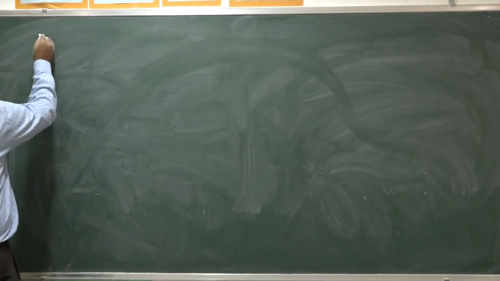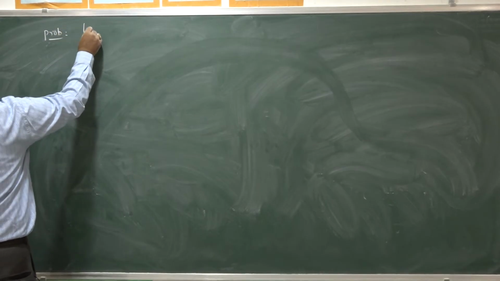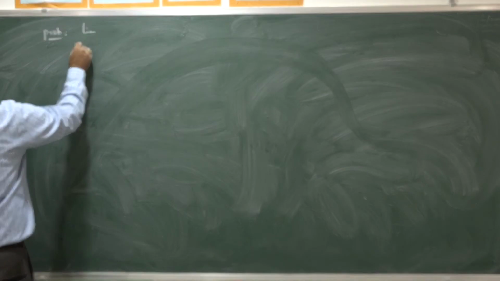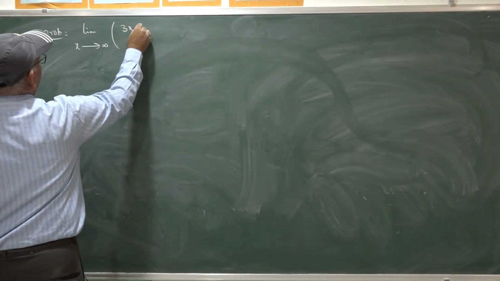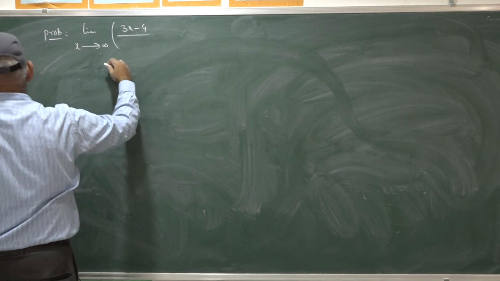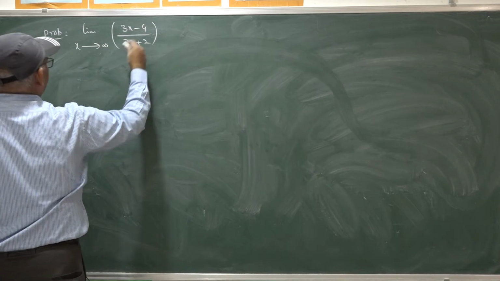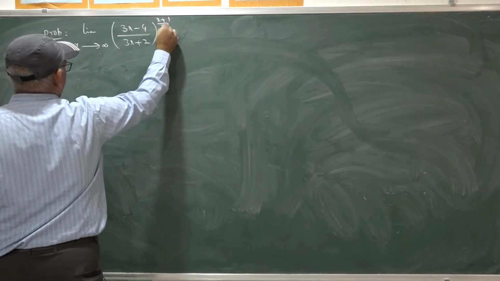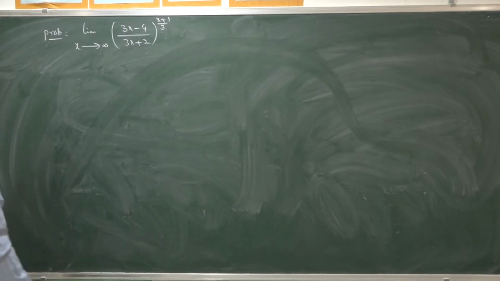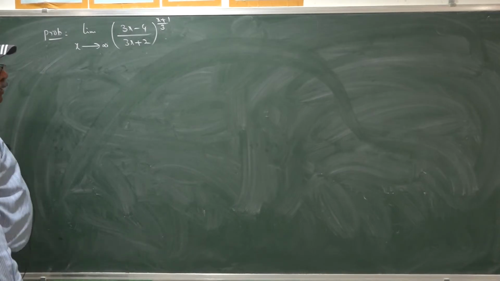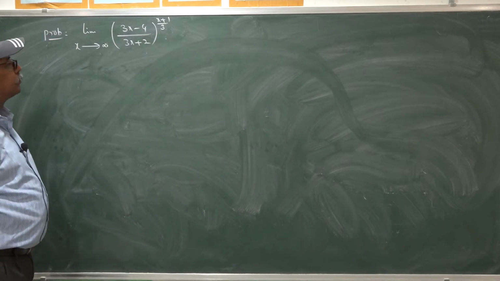Similarly, limit as x goes to infinity, (3x minus 4 by 3x plus 2) whole power (x plus 1) by 3. Limit as x goes to infinity, (3x minus 4) by (3x plus 2) whole power (x plus 1) by 3.